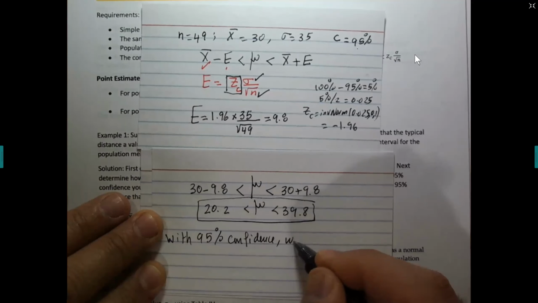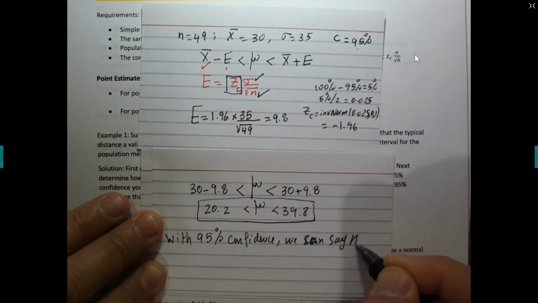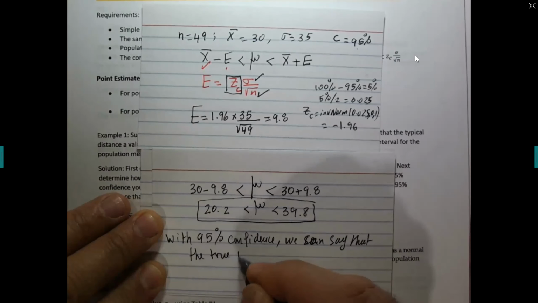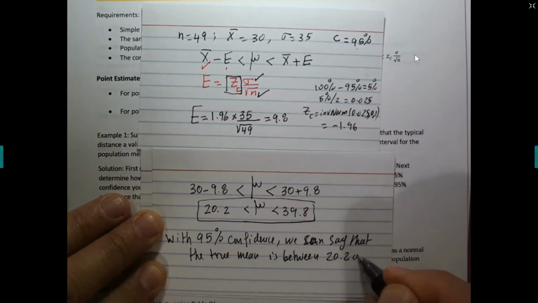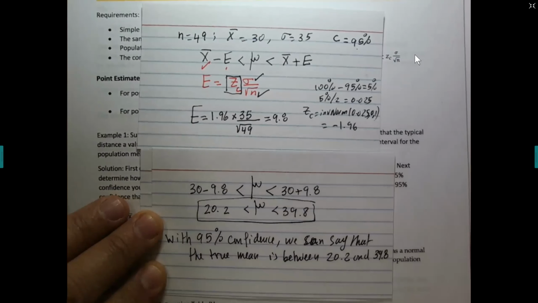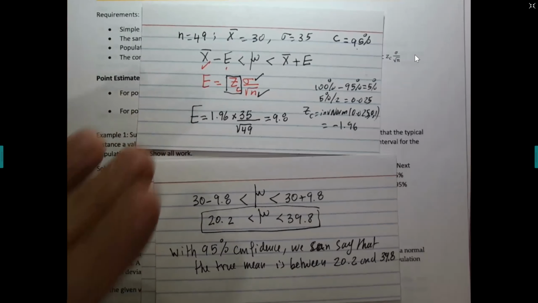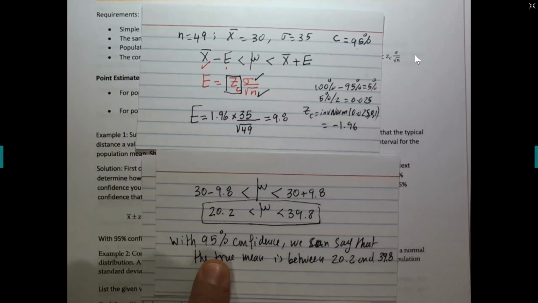We can say, or you can say if you want, that the true mean, meaning the population mean, is between 20.2 and 39.8. And that would be the interpretation in your words for the confidence interval. And why it is important, guys, to make this interpretation.